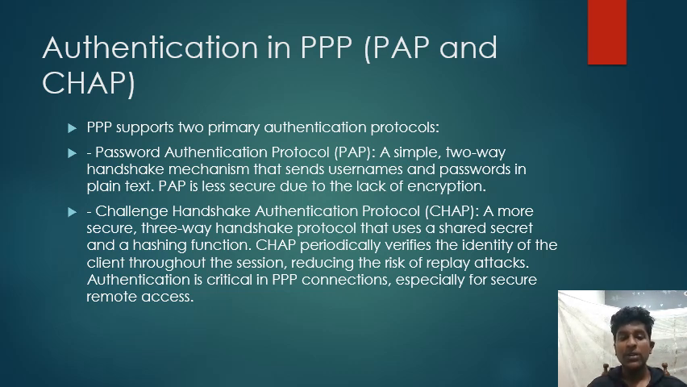The second is Challenge Handshake Authentication Protocol, also known as CHAP, a more secure three-way handshake protocol that uses a shared secret and a hashing function. CHAP periodically verifies the identity of the peer throughout the session, reducing the risk of replay attacks. Authentication is critical in PPP connections, especially for securing remote access.